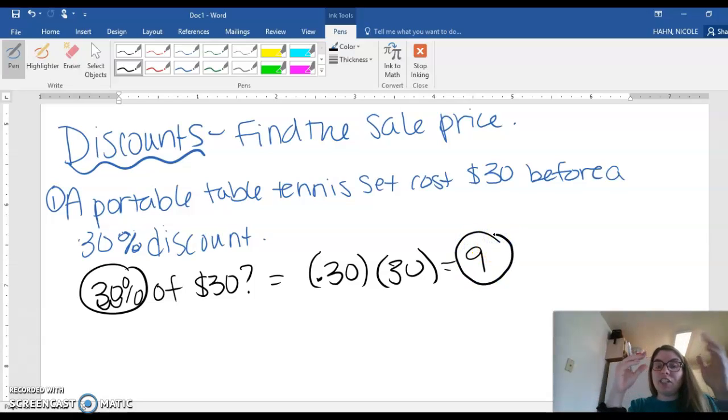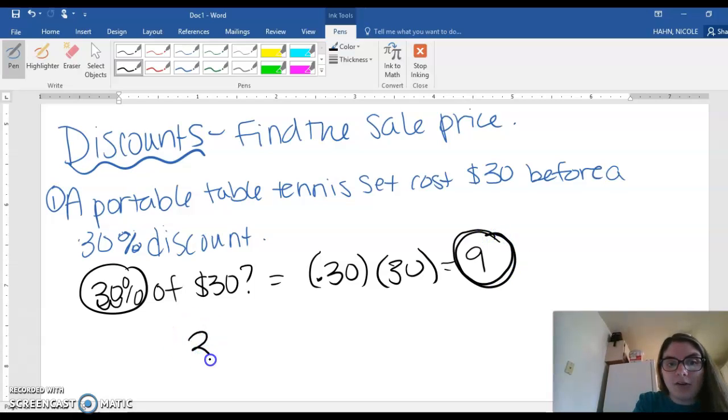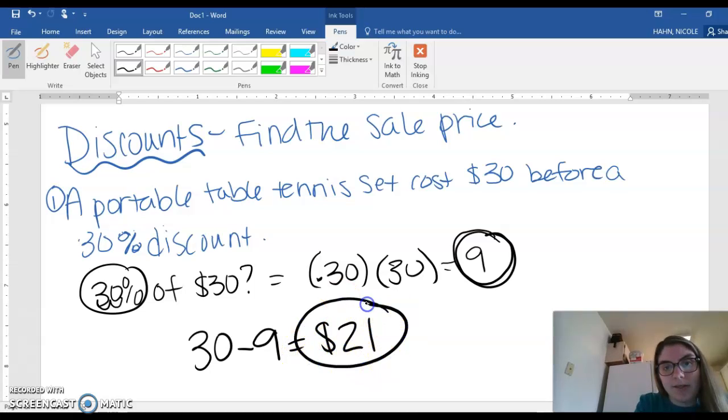The discount is 30%, so I'm taking 30% away. If this is 30%, I'm going to take my 30 and take away that 9. So my total cost would be $21. Remember, you're finding the percent of the number, and if it's a discount, you're taking it away, and if it's a markup, you're going to be adding it. So let's do another discount problem.